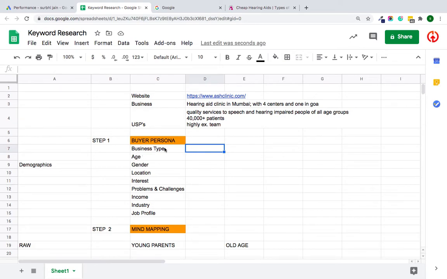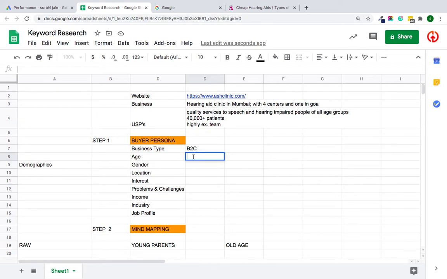So business type is B2C. If it's B2B, you can write B2B. B2C is business to customer, B2B is business to business. For example, Amazon is B2C and also B2B, since people are doing B2B trade: retailers, wholesalers. That's how you can segregate. Here, since it's for customers, we are writing B2C.